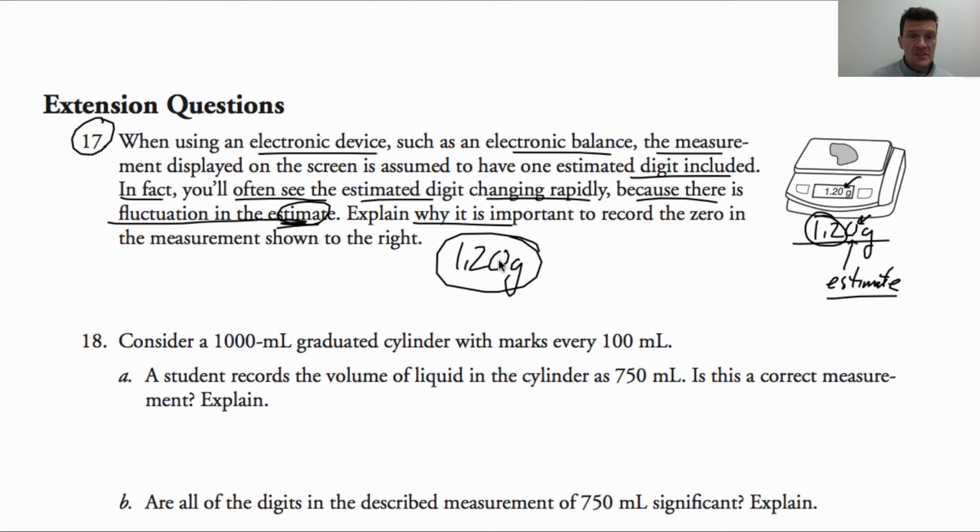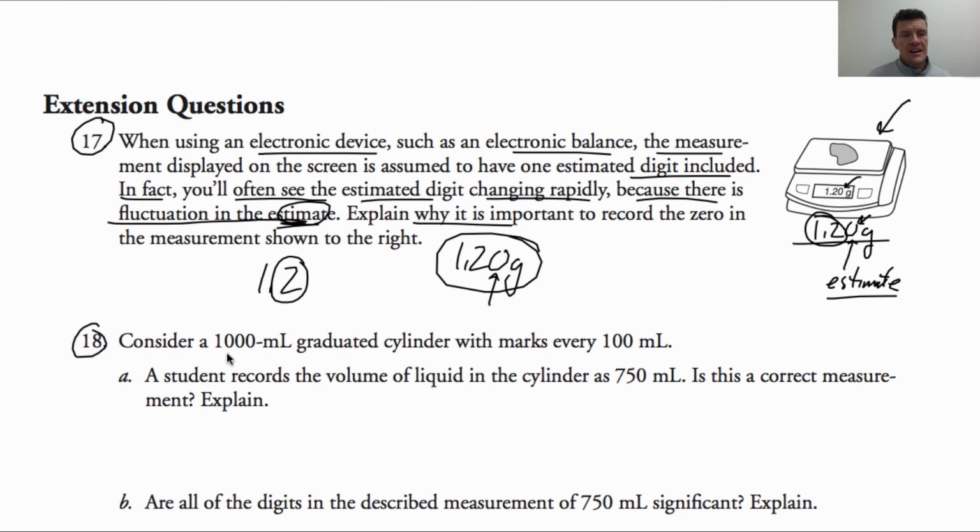If you did not put the 0 there, if you just put 1.2, then they're going to assume that this is the estimated value, and that the instrument you're using is only estimating to the nearest tenth instead of to the nearest hundredth.